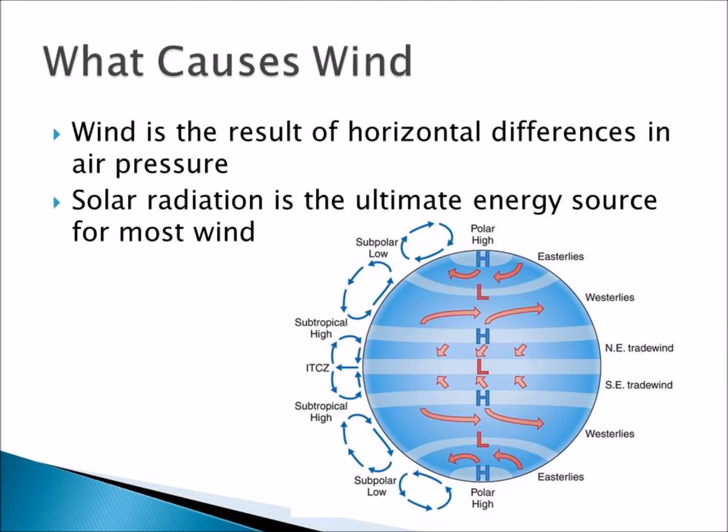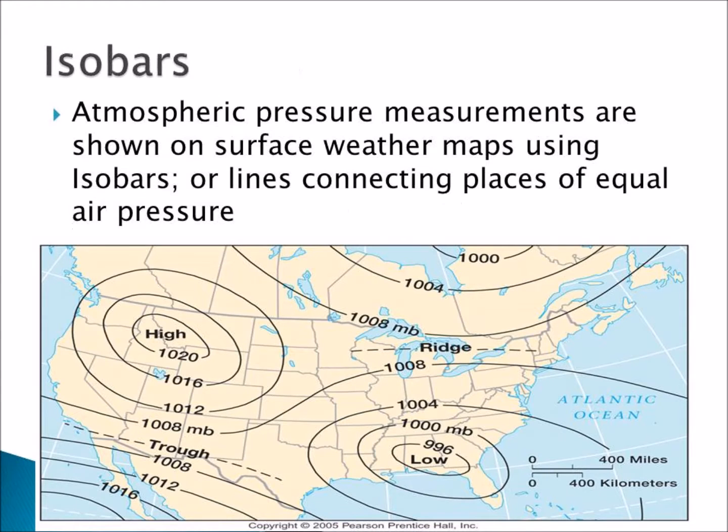Now, what causes wind? Wind is basically the result of horizontal differences in air pressure. So simply put, air flows from areas of higher pressure to areas of lower pressure, which gives us wind. Now, solar radiation is the ultimate energy source for most wind. Here we have a weather map with isobars. Atmospheric pressure measurements are shown on surface weather maps using isobars, which are basically lines connecting places of equal air pressure. Typically, the isobars are not straight, and they usually have a curved motion.